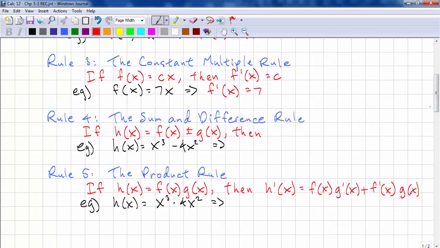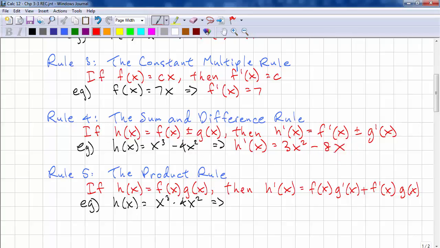The sum and difference rule is what you would expect. We just take the derivative of f and add to the derivative of g. So derivative of h is the derivative of f plus or minus the derivative of g. So if we look at this one, we just take the derivative of this, 3x squared, minus the derivative of this. We're using two rules. We're using constant multiplier, and we have to use the power rule. So that's 2 times 4, that's 8. Reduce the power by 1, and we're just left with x.